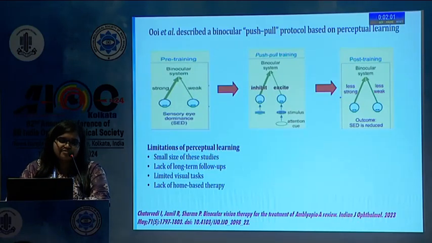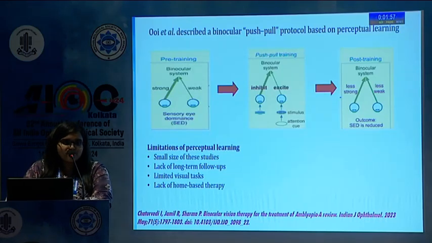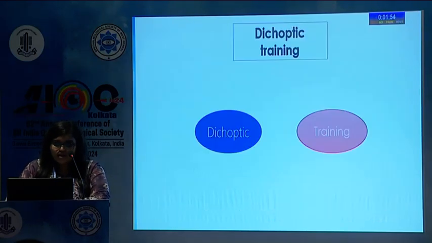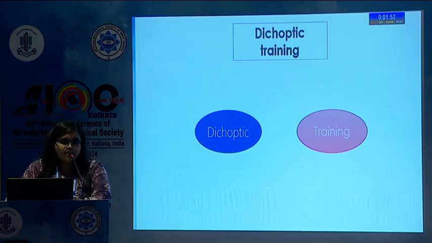The limitation of perceptual learning is that it is mostly limited to visual tasks, as well as the lack of home-based strategies. Further, we will move to dichoptic training. In dichoptic training, a patient is provided anaglyphic glasses, in which high contrast images are provided to the amblyopic eye, and low contrast images are provided to the sound eye.